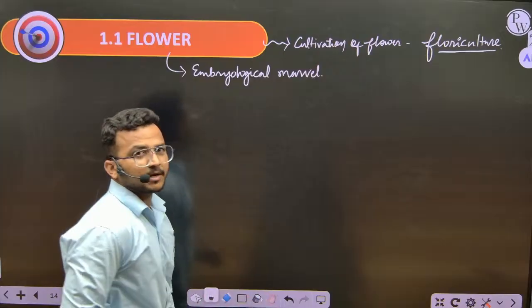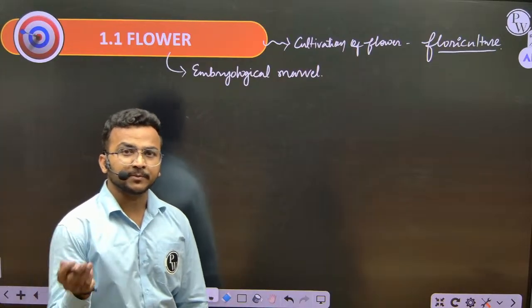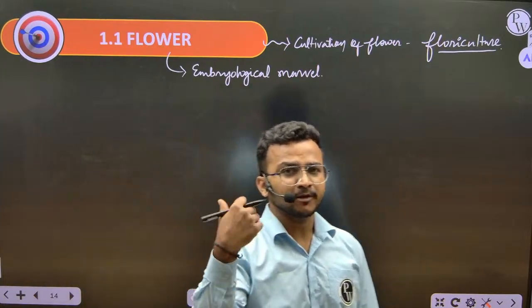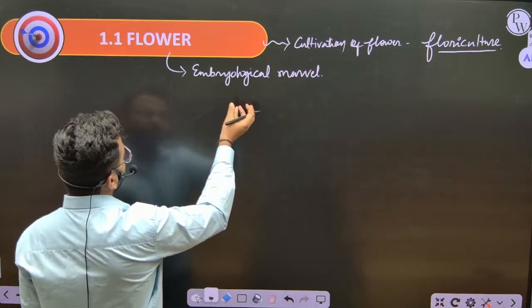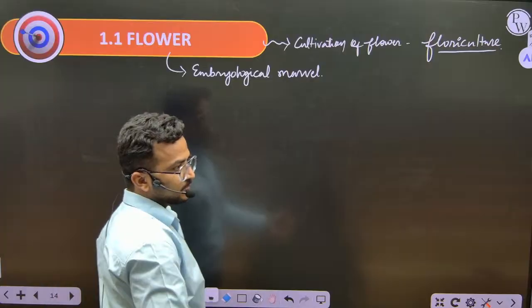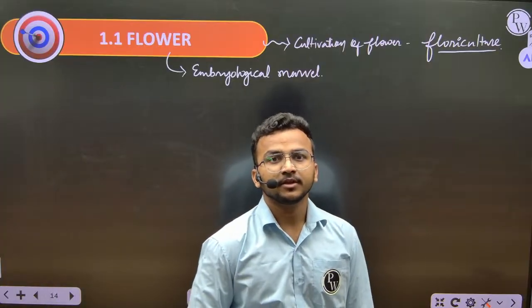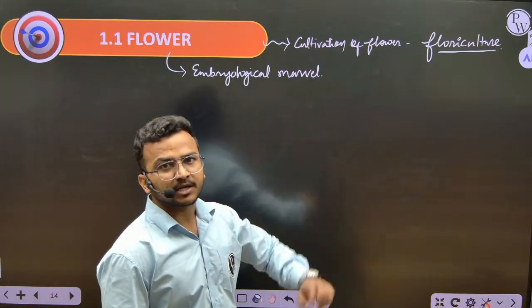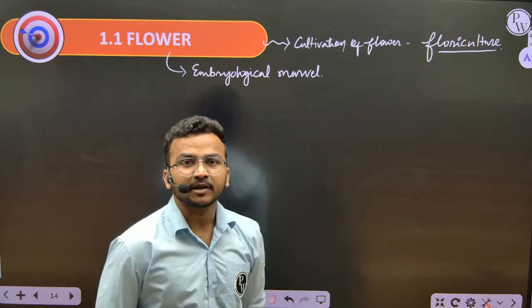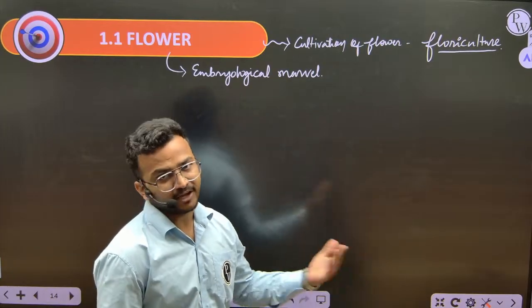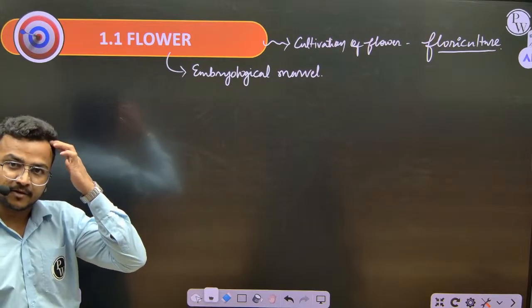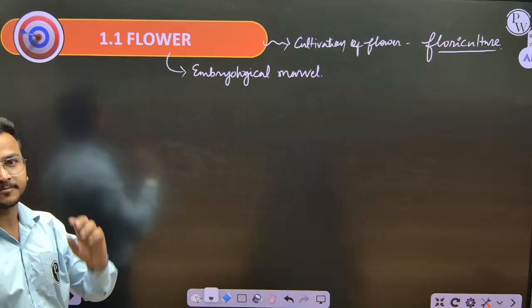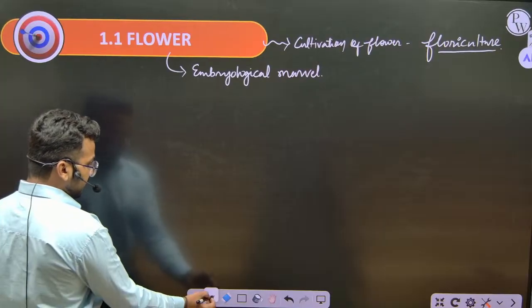So it is nothing but a morphological and embryological marvel. Marvel in the sense of wonder. It is an embryological wonder, because all the reproduction is taking place through that. That's why we call it an embryological marvel or morphological marvel. We have already studied in morphology how much importance this flower carries and what the parts of the flower are. So we will be seeing that.